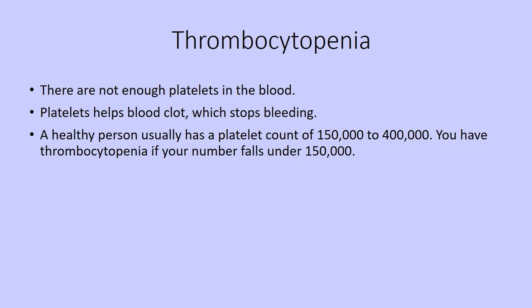The next one we have is thrombocytopenia. There are not enough platelets in the blood. Platelets help blood clot, which stops bleeding. A healthy person usually has a platelet count of 150,000 to 400,000, and you have thrombocytopenia if the number falls below 150,000. So that makes sense, right?